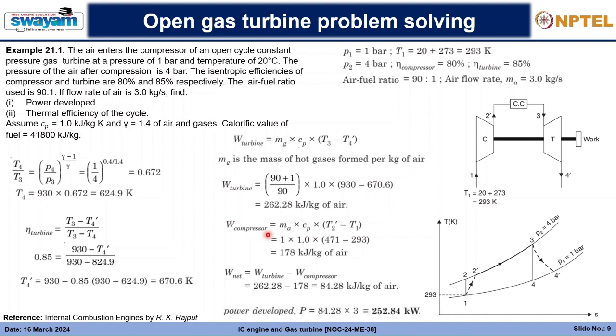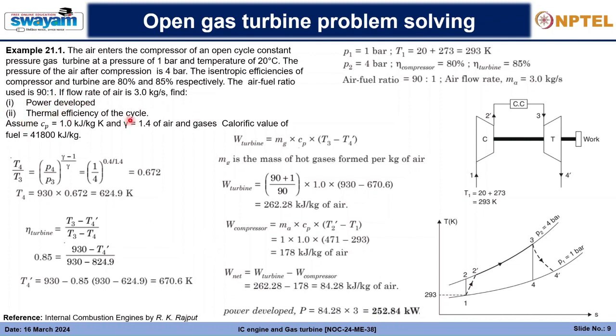Next, the power developed can be given as the net work, that is in kilojoule per kg of air. We now know the flow rate of air is 3 kg per second. Simply we multiply by 3, we will get it in kilowatts. So that is 252.84 kilowatts. So that solves the first part, the power developed.